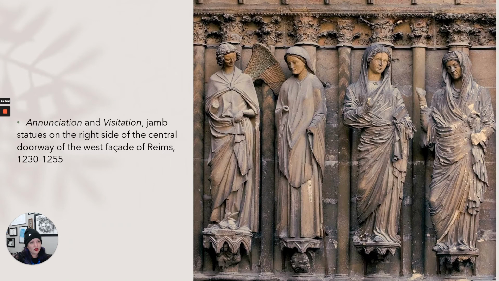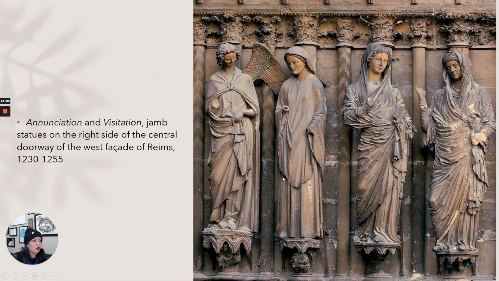There are jamb statues on the right side of the central doorway at Rheims, and this is portraying the Visitation. So we have Mary visiting her cousin Elizabeth, and her cousin Elizabeth is the mother of John the Baptist, so this is one of those stories that's popular to be depicted. So Mary is pregnant with Jesus, and Elizabeth is pregnant with John the Baptist in this. This is from the book of Luke, and then next to it we have the Annunciation story. So this is Mary being visited by the angel Gabriel, who's telling her she's going to have the Son of God.